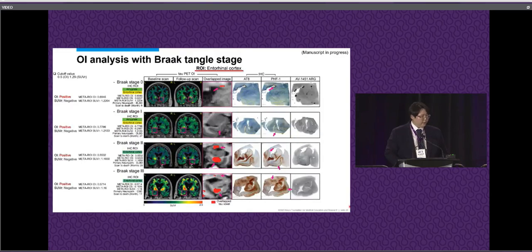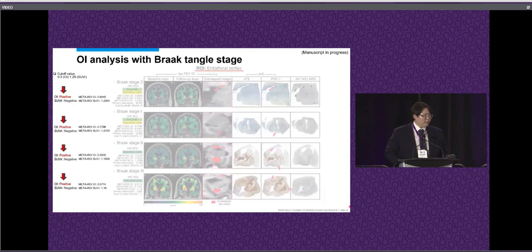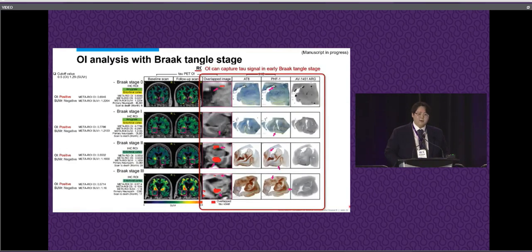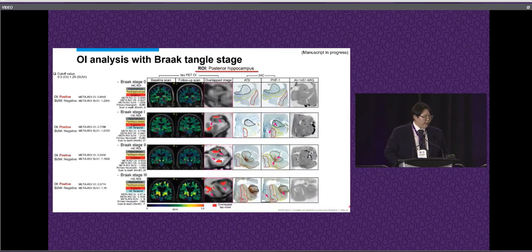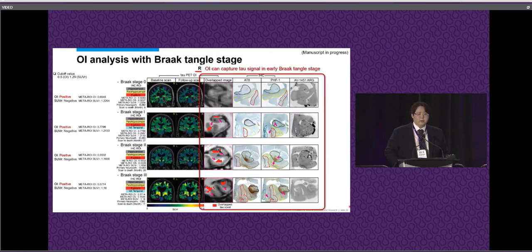So I brought an example of overlap index images with Braak tangle stage in the insular cortex area. These cases are all OI-positive-only cases from Braak tangle stage 0 to 3. As you can see, overlapped tau voxels were detected, corresponding to the IHC and ARG results. In the same subject, in a different area, the posterior hippocampus area, as you can see, OI can also capture tau signal in early Braak tangle stage.